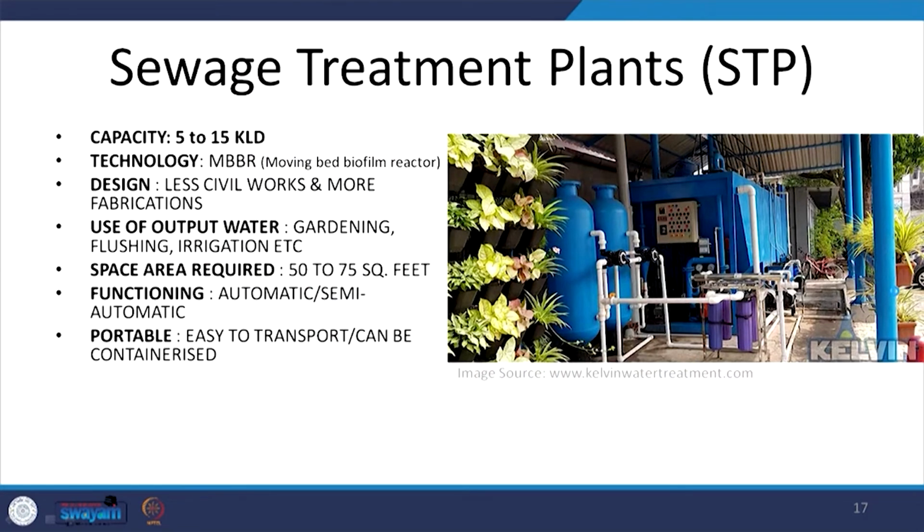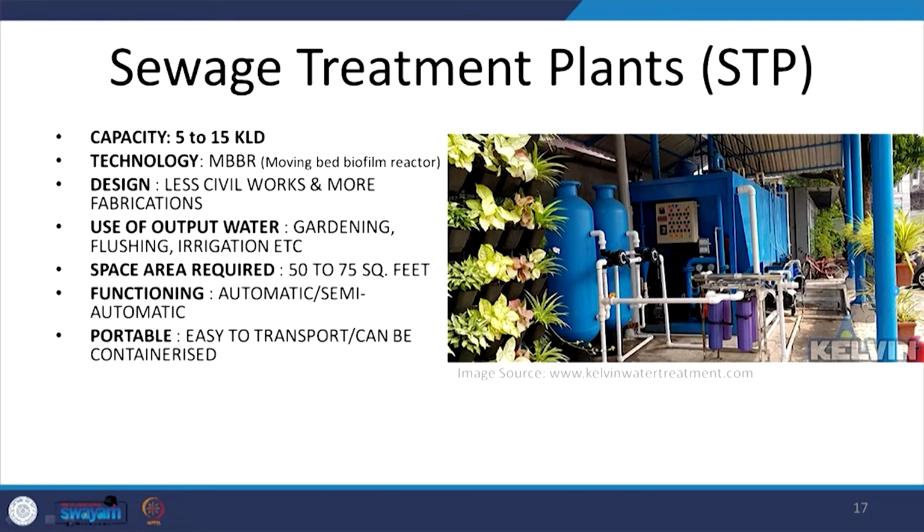I will very quickly talk about the different types of treatment plants which are good for different capacities of sewage entering. So, when the capacity is very less, when the volume is very less, say 5 to 15 kiloliter per day, the most appropriate technology is MBBR. It is moving bed biofilm reactor.